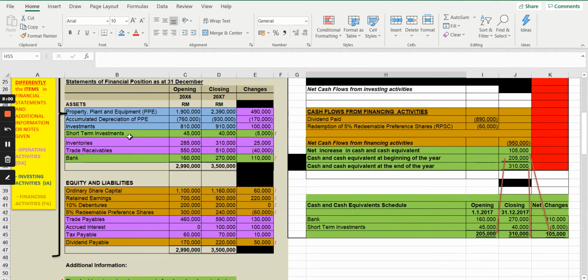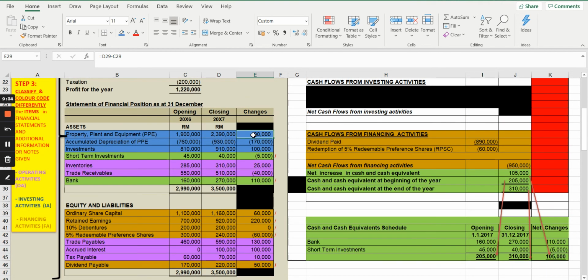If you check your property, plant, and equipment here, you can see that there was an increase of 490,000, and the accumulated depreciation also an increase of 170. So for the accumulated depreciation, the increase is due to the current year depreciation. But for the property, plant, and equipment, since there is no information, the increase should be assumed, as we have been informed at the bottom here, to be due to purchase of new property, plant, and equipment. So this 490,000, we shall put it here.